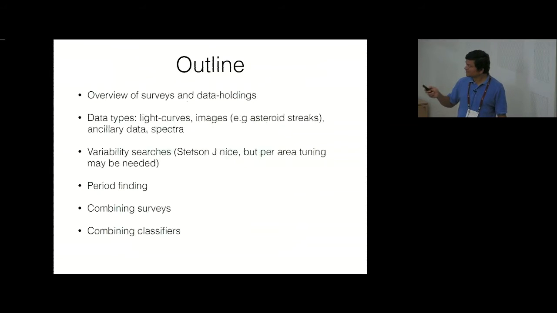So this is the outline, an overview of some of the surveys and data holdings that we have, various data types that we have. By data types, I mean not the Python-like data types, but just the kinds of holdings that we have. And I see Matthew mumbling that maybe he's going to say some of these things, but there are going to be commonalities all over.